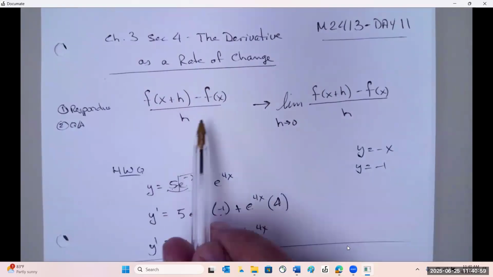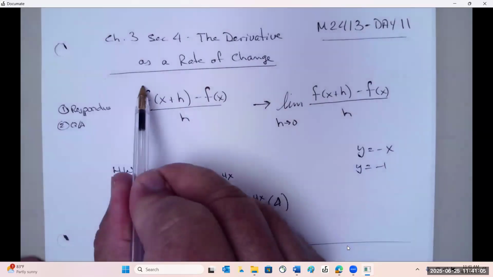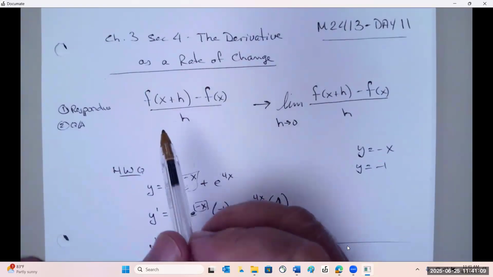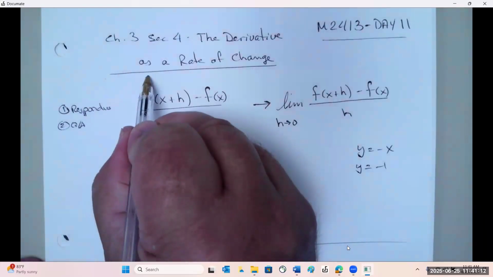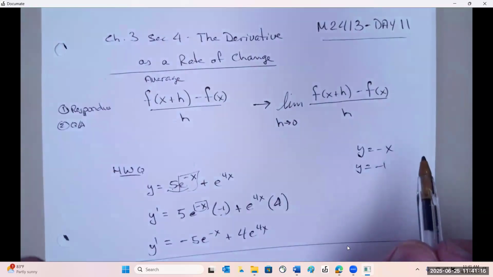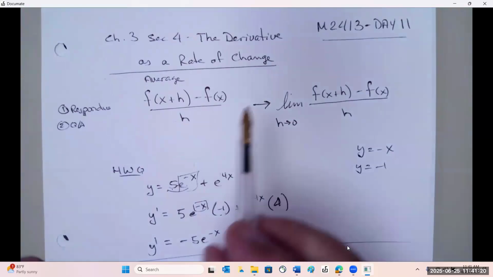I put this up originally to discuss where we started off and where we've been. What is this formula called? It's a difference quotient, but it was also the average rate of change, because we're taking the two numbers and taking the average of that.